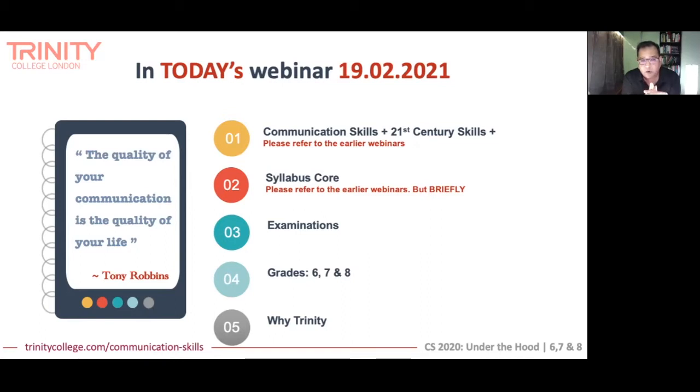The syllabus score I am going to touch on very briefly, and then go straight into the grades. So is that okay with you? If you can just type yes in the box, so I know that we can get into the meat of the matter per se, which is to talk about all the various grades. Okay, so I think that seems by and large agreeable to most. Okay, so on that note, let's just start.